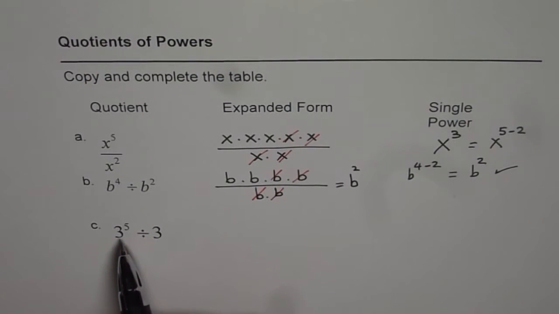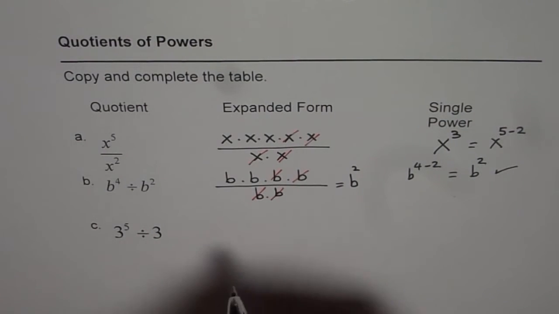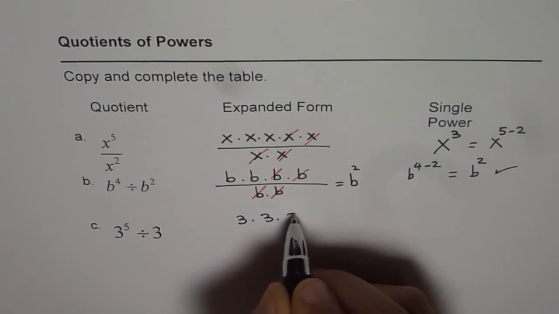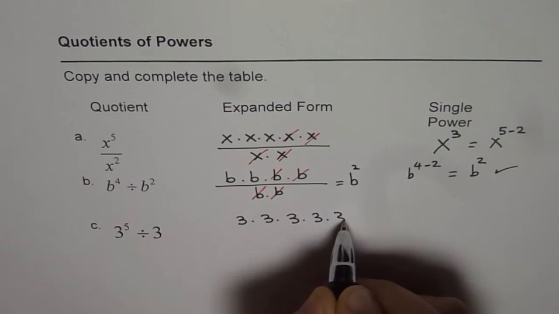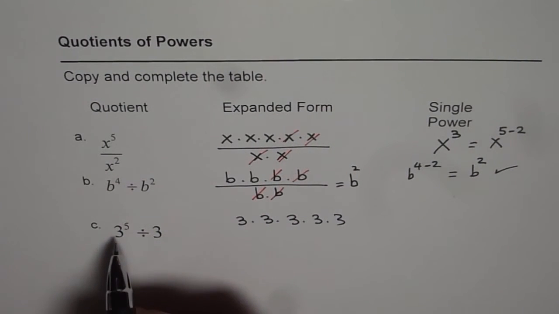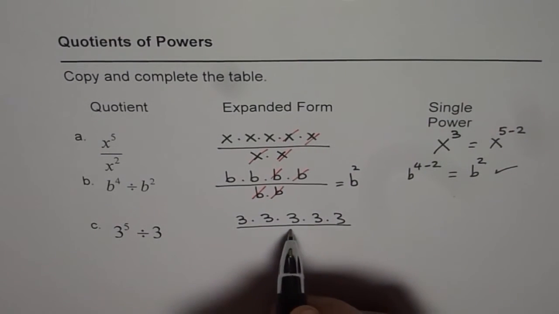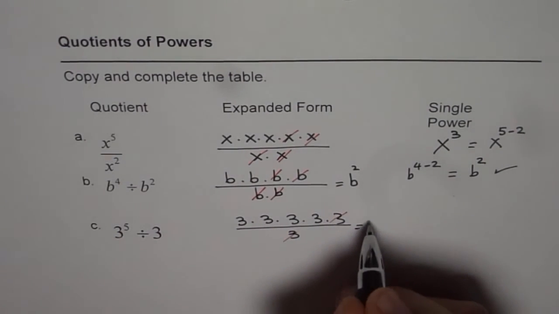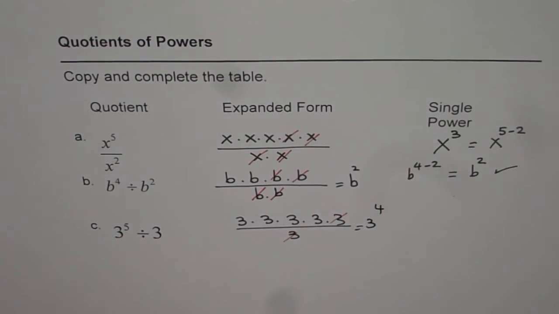So we have now 3 to the power of 5 divided by 3. How do we do this? Well, 3 to the power of 5 is 5 3's multiplied together. So it's 3 to the power of 5 divided by 3. This time we can cancel this out, and what do we get? We get 3 to the power of 4.